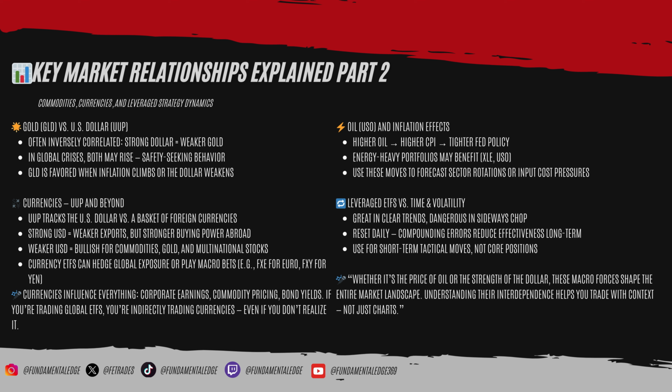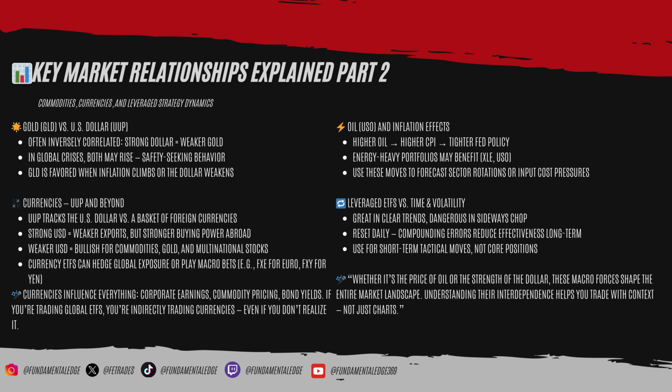Let's take a further look at currencies, UUP and global impact. Let's stay with the dollar for a minute because the US dollar is one of the most powerful forces in global markets. The ETF UUP tracks the dollar against a basket of major currencies, and it can signal global capital flows, trade competitiveness, and investor sentiment. When the dollar is strong, imports are cheaper for U.S. consumers. U.S. companies with international exposure may struggle. Their foreign earnings translate into fewer dollars.